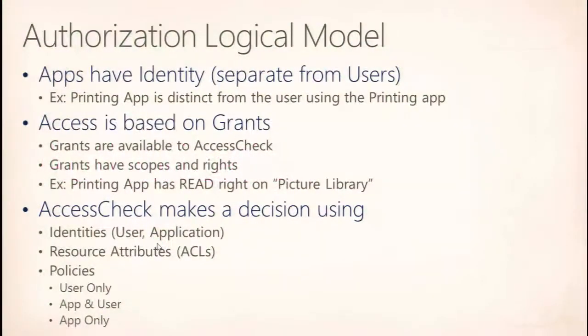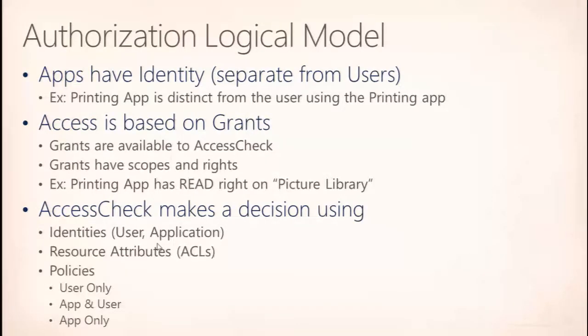I'm going to start with just the logical model, how you should kind of think about this conceptually. So we talked about the app principal. We now know that apps actually have a principal. They have an identity. And it's separate from the user that's acting on behalf of that app. So for example, when we've got the photo printing app, that is a different principal. It's a different identity from the user using the photo printing app.